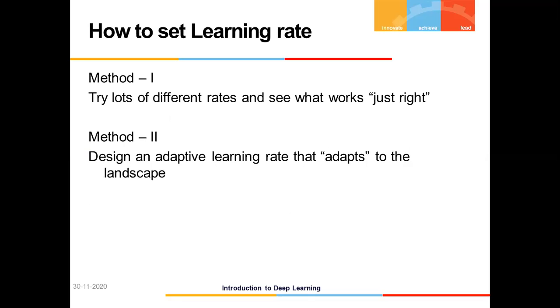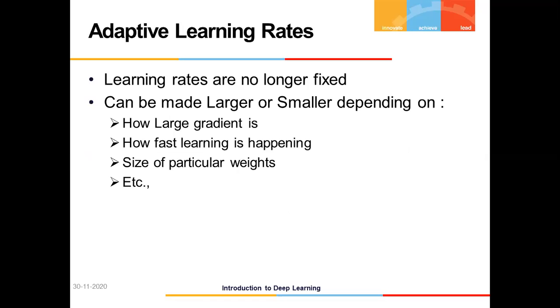Just like that, we will try with different rates and try to select. Another one is by designing an adaptive learning rate. With an adaptive learning rate, the learning rate will not be fixed. It can be large or small depending on how large the gradient is. Based on the gradient, for each and every cycle, you will have a different learning rate, and this also leads to how fast learning is happening and the size of particular weights, etc.